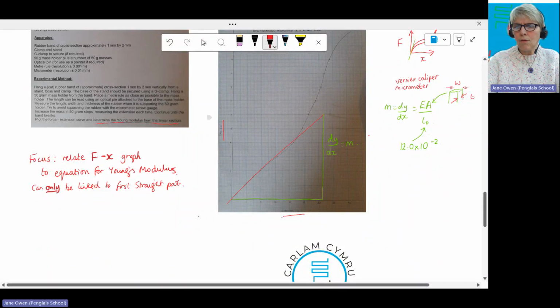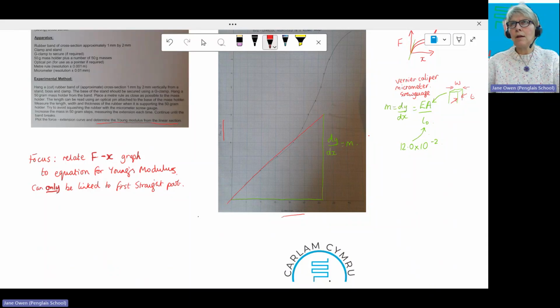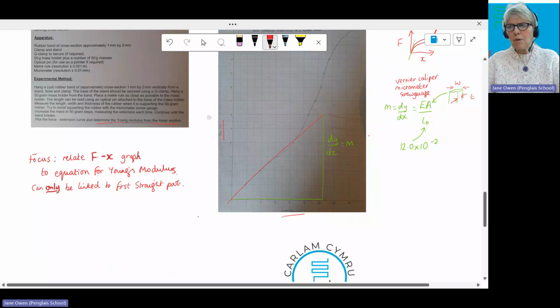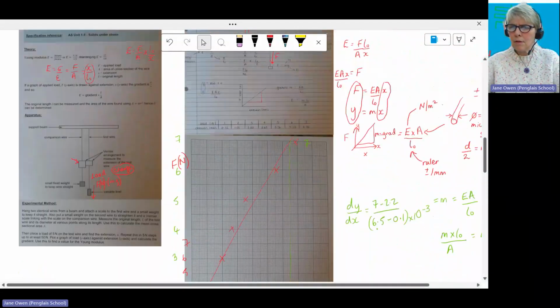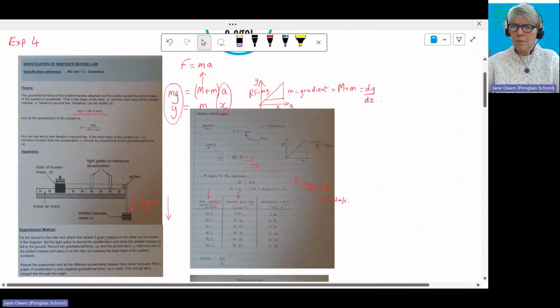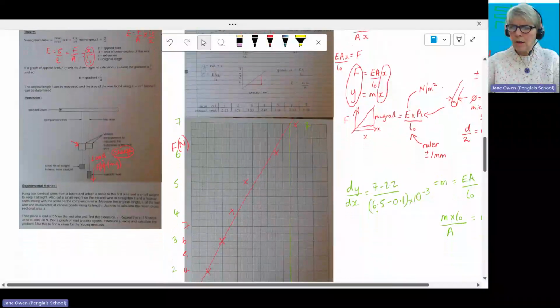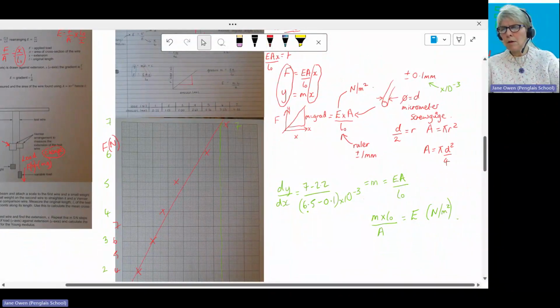The problem with the micrometer screw gauge is that you will squash the rubber band. So it might be better to use a vernier caliper here, which has got a little bit wider teeth. But it means that it's not as precise, because the vernier caliper can read to the nearest 0.1 of a millimeter. Have I got that wrong on that one? What did I say for the vernier caliper? And the micrometer screw gauge, 0.1.